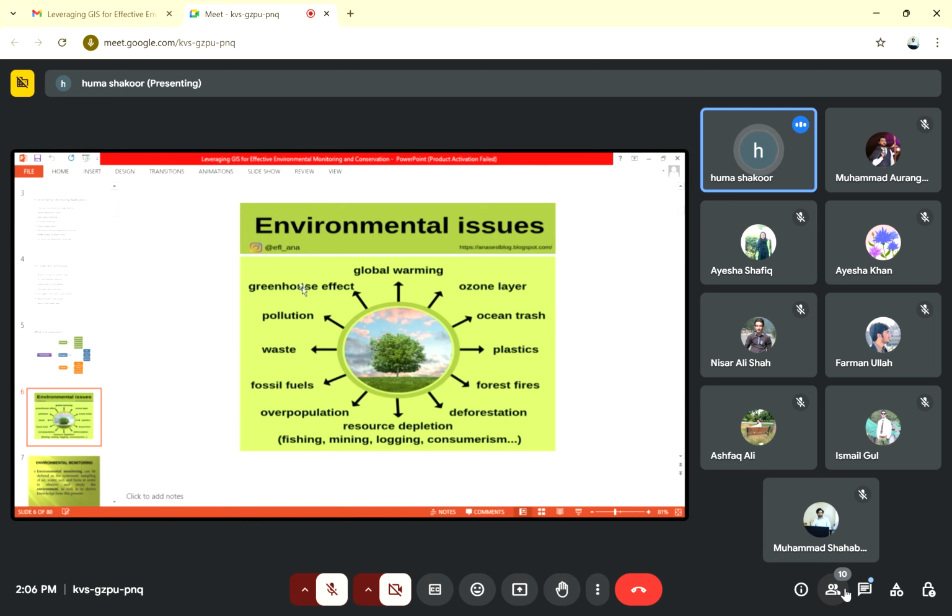These are the issues which occur in the environment, and these issues are monitored through GIS and remote sensing. I think there are 12 major issues in the globe. These are called the global environmental issues.